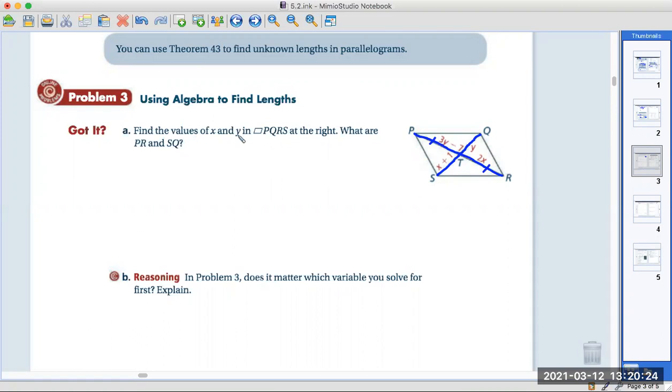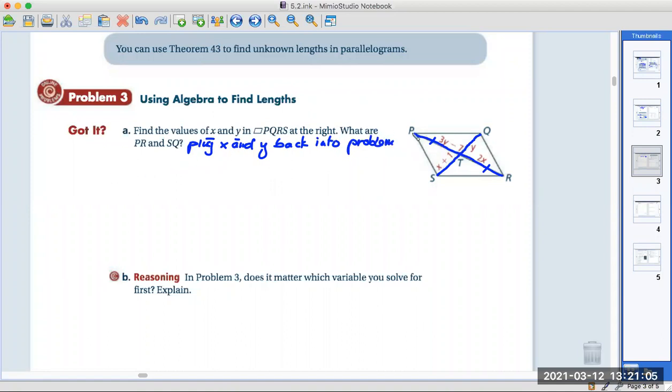Find the values of X and Y in parallelogram PQRS at the right. What are PR and SQ? So we got two questions here. We got to find X and Y. And once we found them, we plug them back in to answer the second part. So plug X and Y back in to the problem because we want to know the length. So that's always the thing.